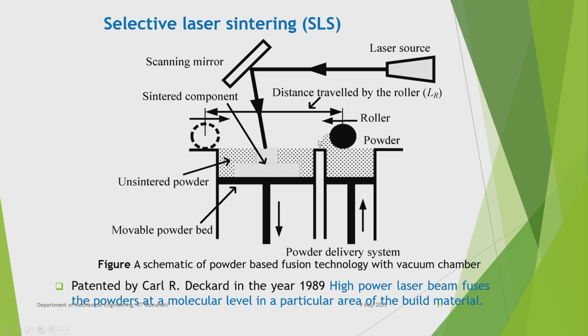You see from this cylinder the powder is thrown away here, and then after that we keep sintering one after the other, and there is a laser source with a scanning mirror etc. It was patented by Carl R. Deckard in the year 1989. A high power laser beam fuses the powders at a molecular level in a particular area of the build material.